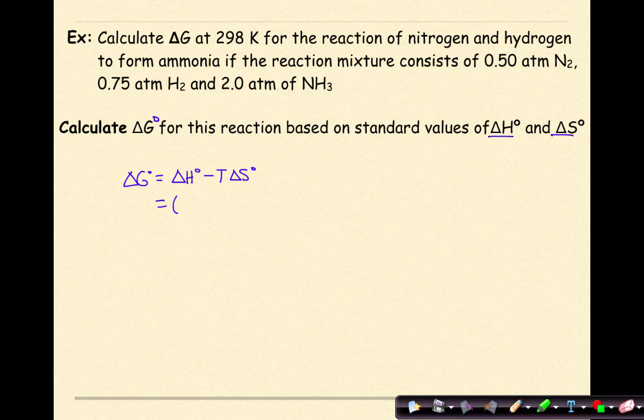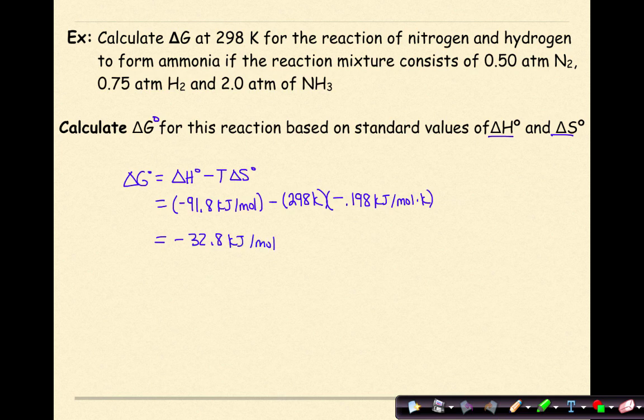We know that our delta H under standard conditions is negative 91.8 kilojoules per mole, minus the temperature that they gave us here, which we know is 298 Kelvin. And then we're going to multiply that times negative 0.198 kilojoules per mole Kelvin. When this all is calculated out, we get negative 32.8 kilojoules per mole, which is what we need to move on to the final step of calculating delta G under non-standard conditions.